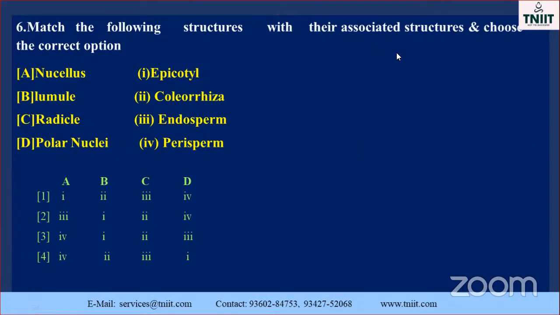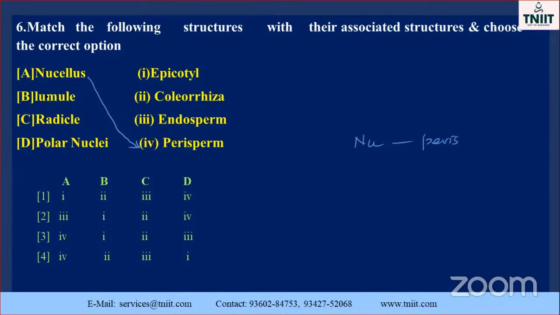Match the following structures with their associated structures. Choose the correct option. Nucellus, plumule, radicle, polar nuclei. What is the nucellus? Nucellus is nothing but the perisperm. Nucellus is perisperm.